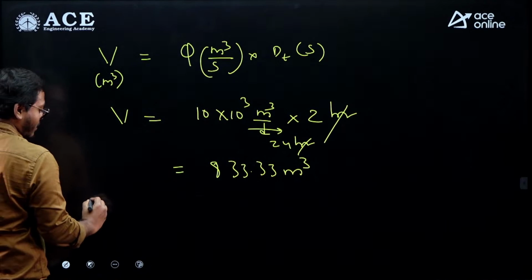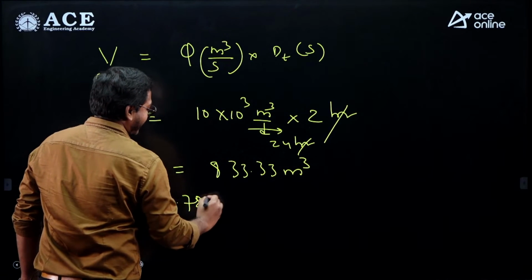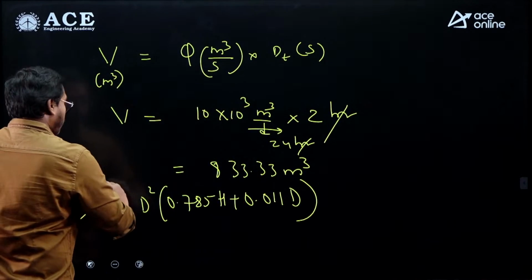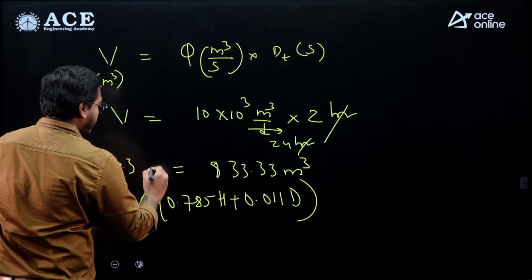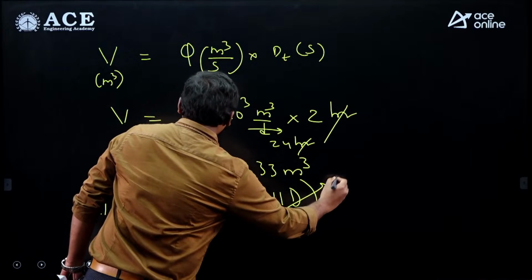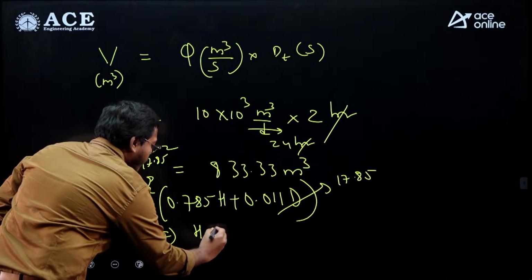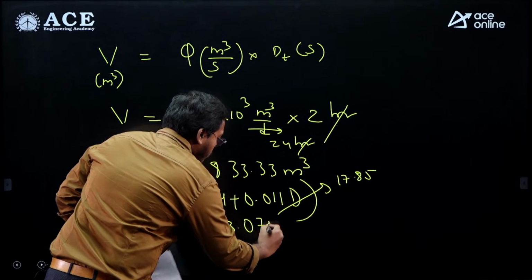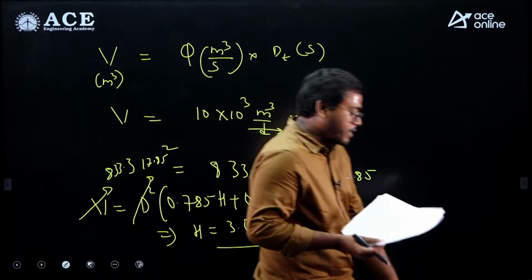Now you know the volume, you know the diameter. Let's find out the height. V is equals to d square 0.785 h plus 0.011 d. So volume is 833.33 and diameter it is 17.85 if I am not wrong. So square here also 17.85. Simple substitution, you substitute, you will be getting your height somewhere around 3 meters. Okay, so approximately 3.075 meters. So like this you will be getting 2 more marks. Let us see one more question.